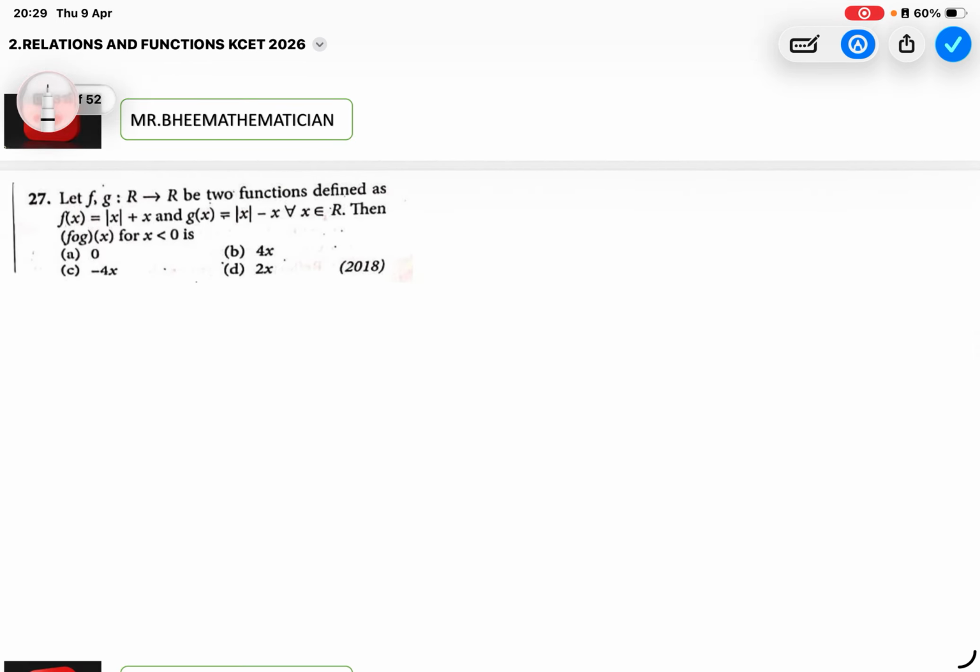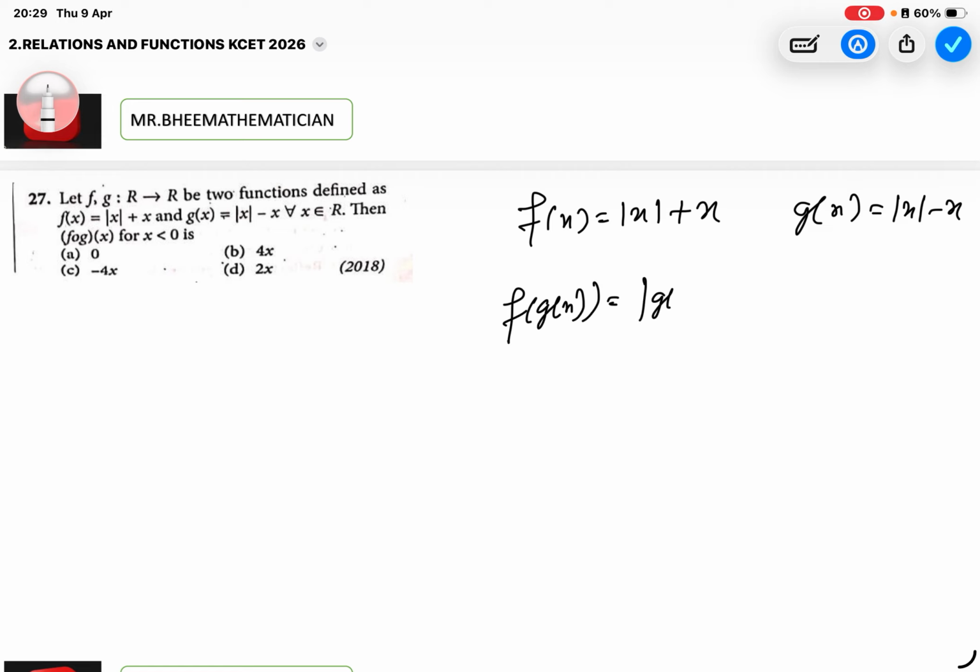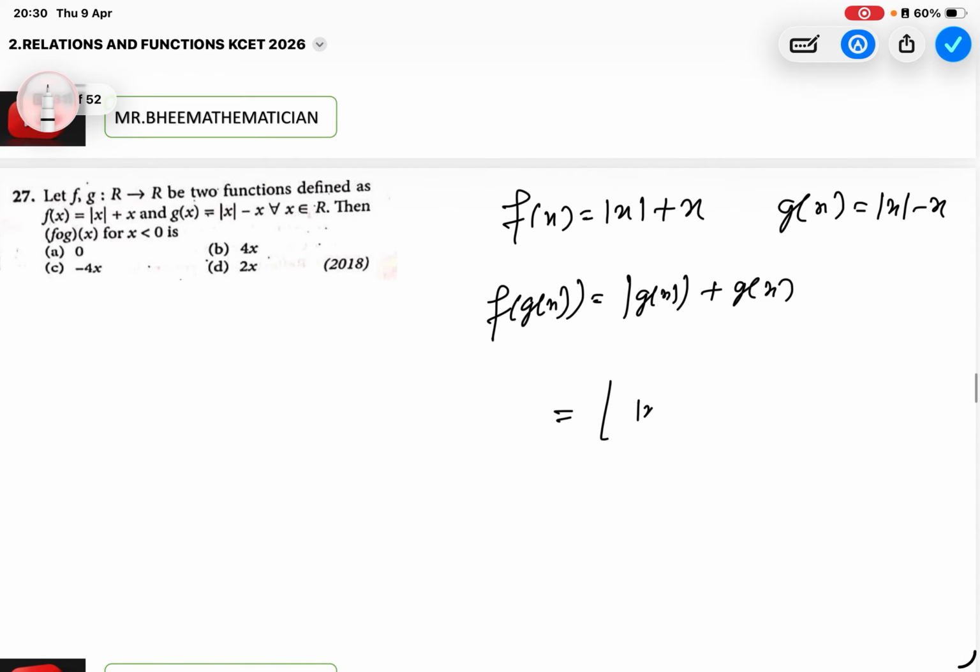Next, f is a mapping from R to R. This is very easy. f of x equals mod x plus x, g of x equals mod x minus x. Then they are asking f of g of x for x less than 0. So f of g of x is modulus of g of x plus g of x. Modulus of g of x is mod of x minus x, plus g of x, which is mod of x minus x. So mod of x is again minus x, plus minus x minus x.